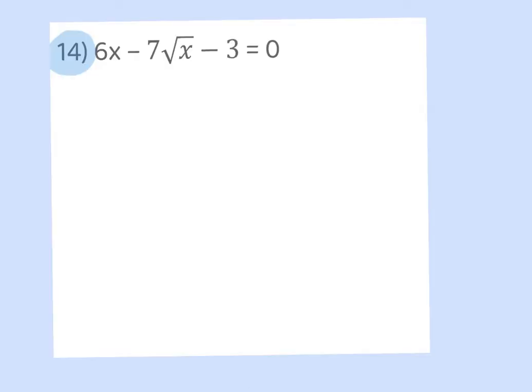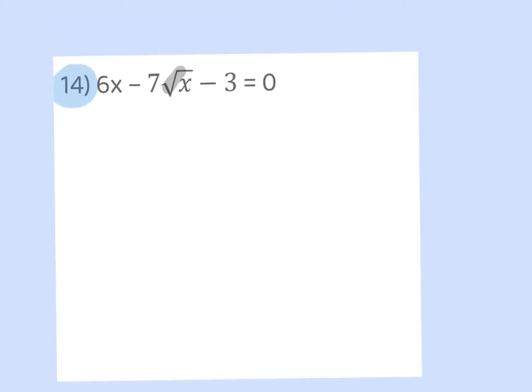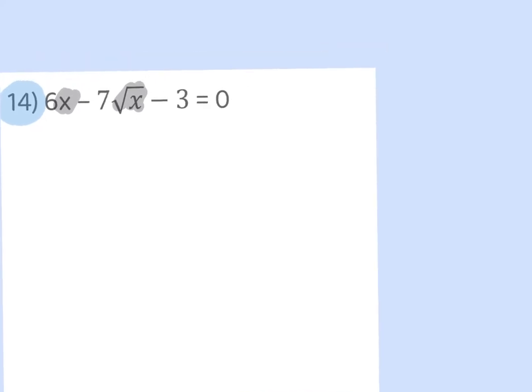All right, so this one, again, if I look at the middle term and then I square it, do I get that first term? So if I take the square root of x and I square it, do I get x? Yes, right? So I get to do that process again. This time I would say that a equals the square root of x. So then I replace it. This would be 6a squared minus 7a minus 3 equals 0.